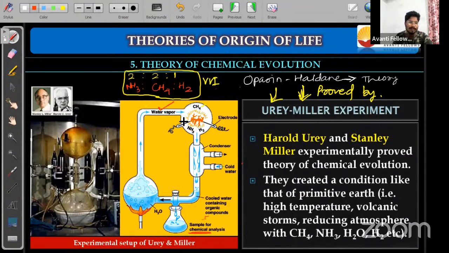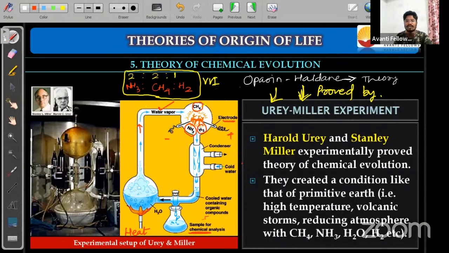For providing water vapor, what they did, they took water on the lower side and they heated it. Then the steam of the water or the water vapor was passed into the medium by this particular pipe और ट्यूब, इस ट्यूब में आ गया और वाटर वेपर यहाँ पे पहुंच गया. Already we are having these reducing gases present. By the help of electrodes, on one side one electrode and this is another electrode. एक positive और एक negative electrode दिया.